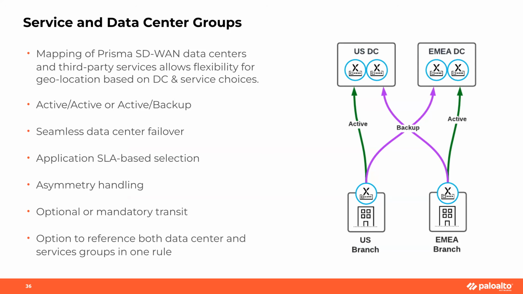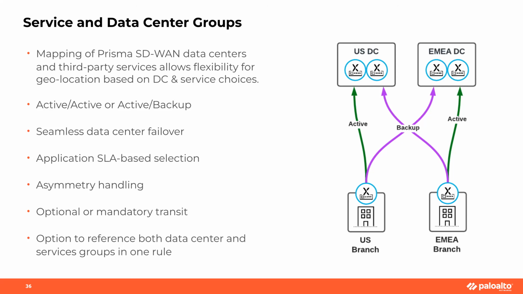In this case, let's say we have two examples here, a US DC and an EMEA DC. We can have traffic go to those DCs on an active-active basis or an active-backup basis. In this example, you may want your US branches to have their enterprise transit traffic going to the US DC, just because it's going to be closer to them. But you may want them to have a backup to the EMEA DC in case there are some problems in the US DC. And vice versa, for your EMEA branch, you would probably want your EMEA DC as your primary SD-WAN DC, and then your US DC as a backup.